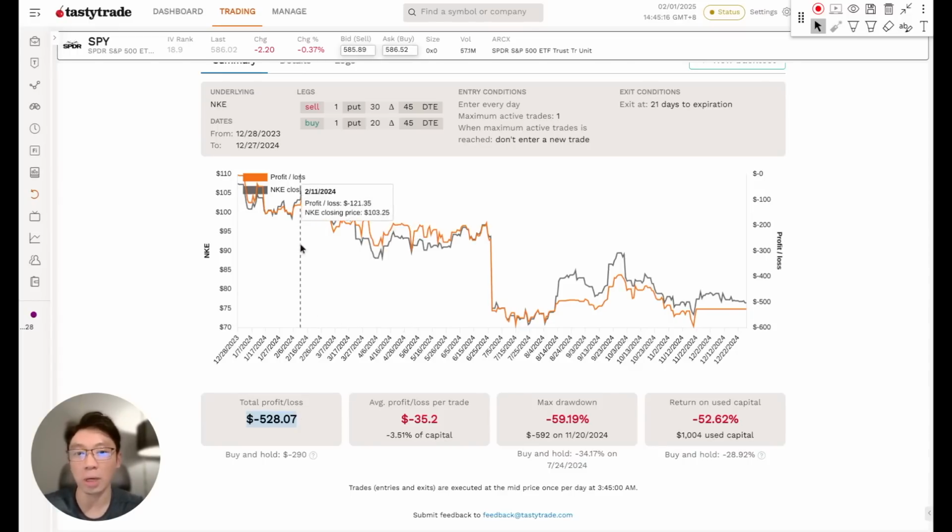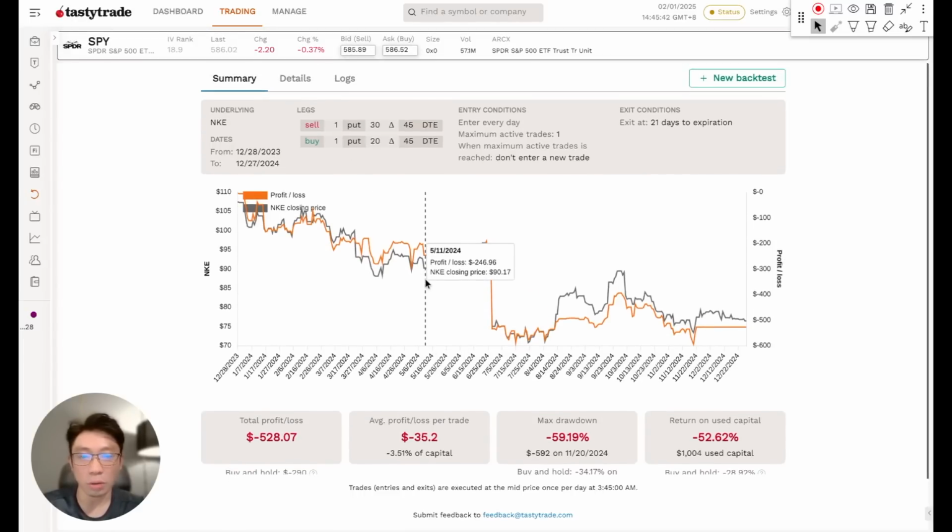So as you can see over here, because Nike has actually been going down, the Nike closing price is the one in gray. It has been going down. So your profit and loss for this bull put spread on Nike follows suit as well, because generally it is a bullish strategy, neutral to bullish strategy. So there's a big drop down here. So your P&L would definitely be affected as well.